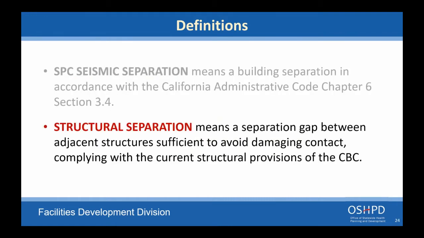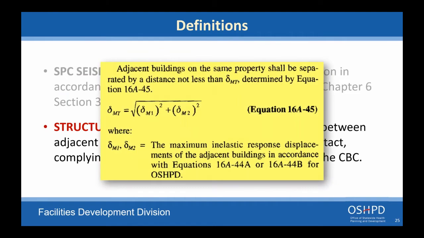For a structural separation, the gap between the adjacent structures is sufficient to avoid damage and contact, complying with the current structural provisions shown here. And I'm not going to go into the detail on this calculation, but the result is there's a wider seismic separation or structural separation required on these buildings.